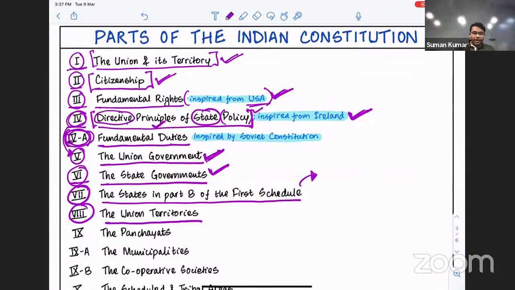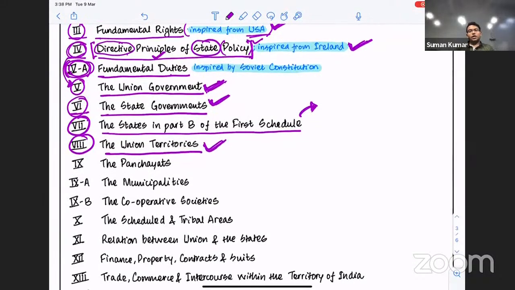So then you had the union government, the state government, states in part B of first schedule, and then you had the union territories. Clear? This is how at least from part 1 to part 8 we can remember. Then comes part 9. All of us know, Gandhiji used to say, India lives in its villages.